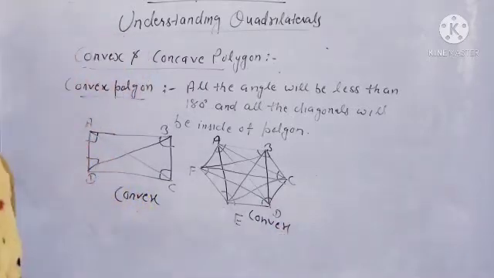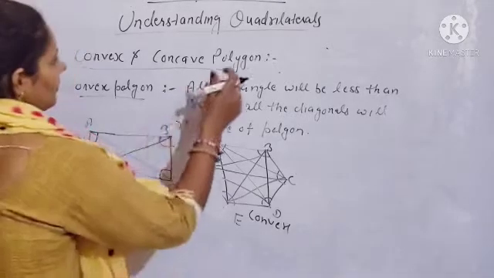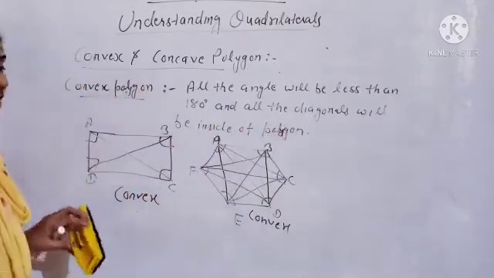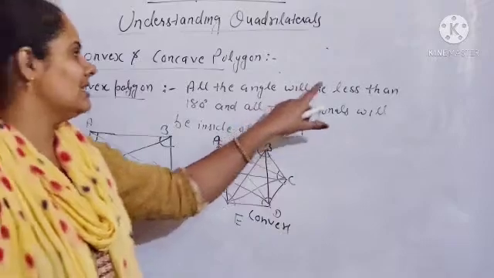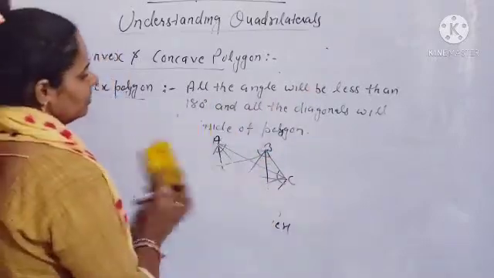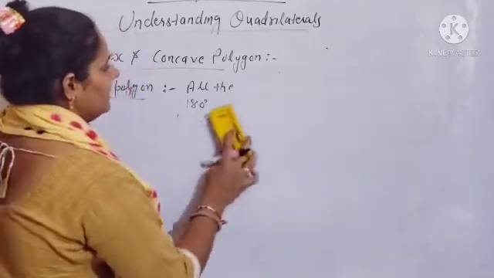Clear? So in the convex polygon, what is the definition of convex polygon? So simply you can say in the convex polygon all the angles will be less than 180 degree, and next definition, all the diagonals will be inside of the polygon. Clear? So you can say this will be a convex polygon. So simply what is the definition? All the angles will be less than 180 and all the diagonals will be inside of the polygon is called the convex polygon.